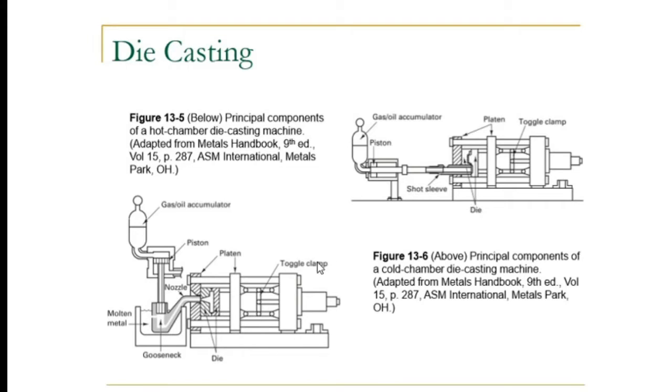While for the cold chamber die casting machine, it has gas or oil accumulator, piston, molten metal as we put in here around the gooseneck, and nozzle, platen, die and toggle clamp. So the only difference between both of these machines is in this region between both of these.